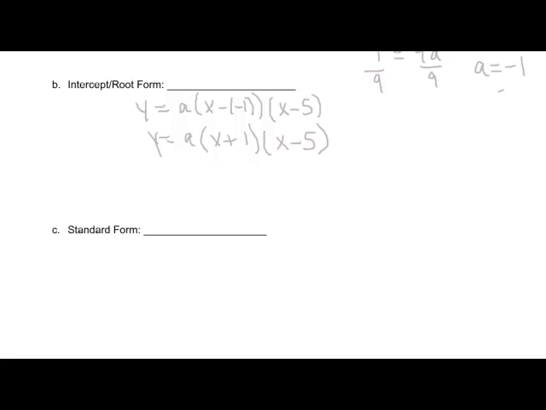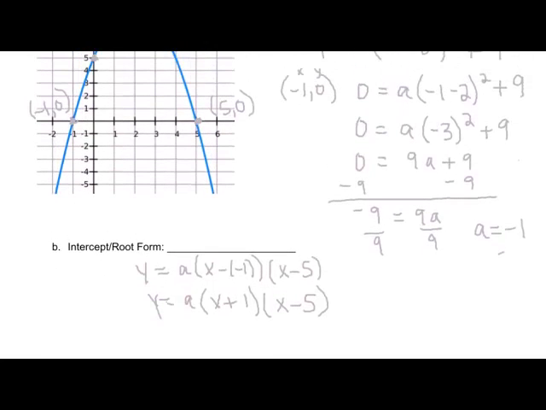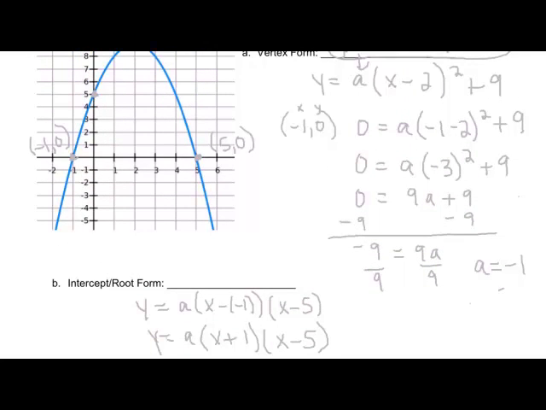intercept root form. It's the same way. The only thing is, for intercept root form, you cannot use the intercepts or roots to find your a value. So you have to pick a different point on your graph. If we look at our graph, we can see that the y-intercept is (0, 5), so that would be an easy point to use. We could also use the vertex, (2, 9).